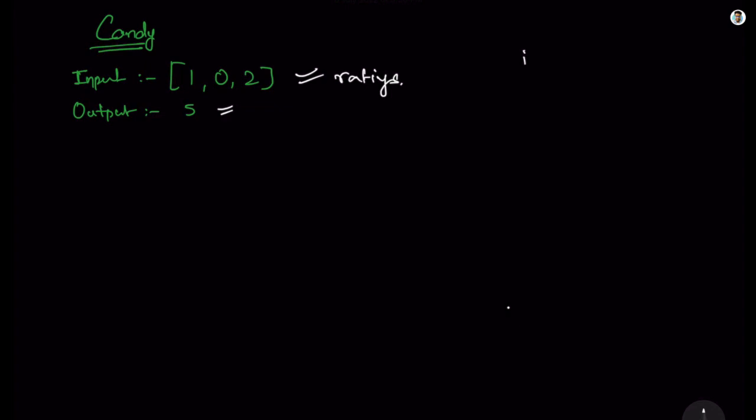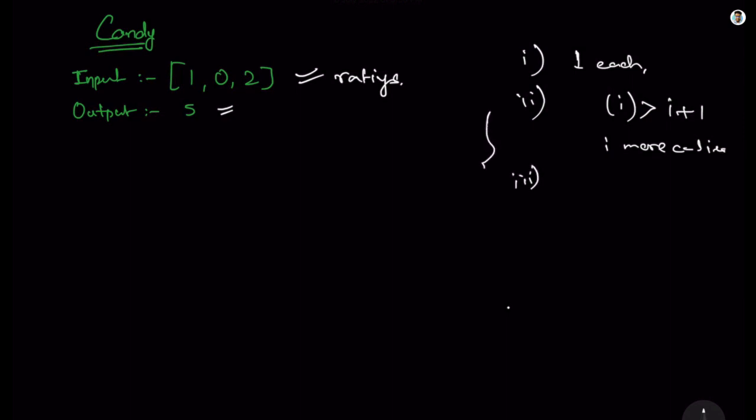The first condition is all children must have one candy each, and the second condition is, if the ith value is bigger than i plus 1, then i will have more candies. Similarly, I am breaking down the second condition into 2 parts. If the ith value is greater than i minus 1, then also i will have more candies.